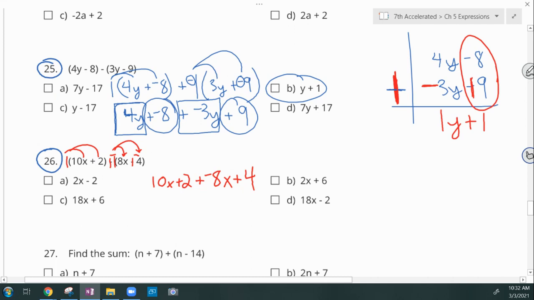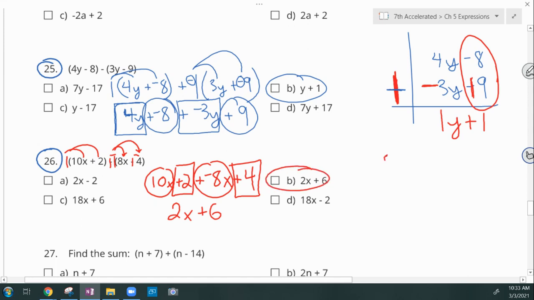Now, our like terms: 10x plus a negative 8x is going to be 2x. And plus 2 and plus 4 is plus 6. So that's taking the time to do the work.